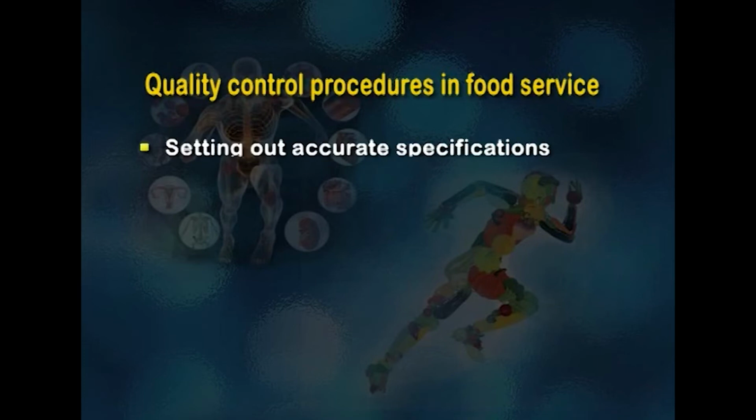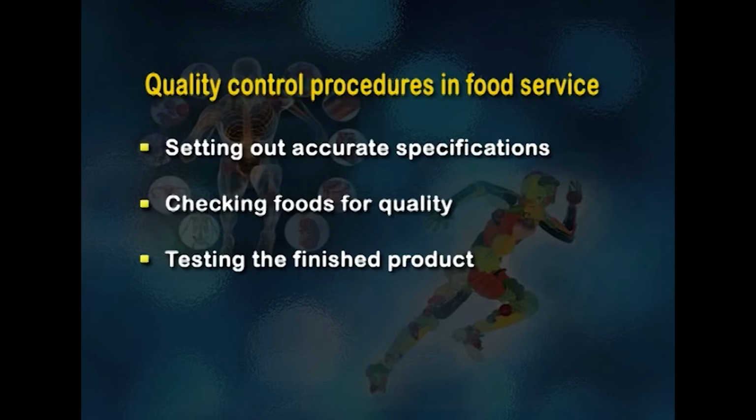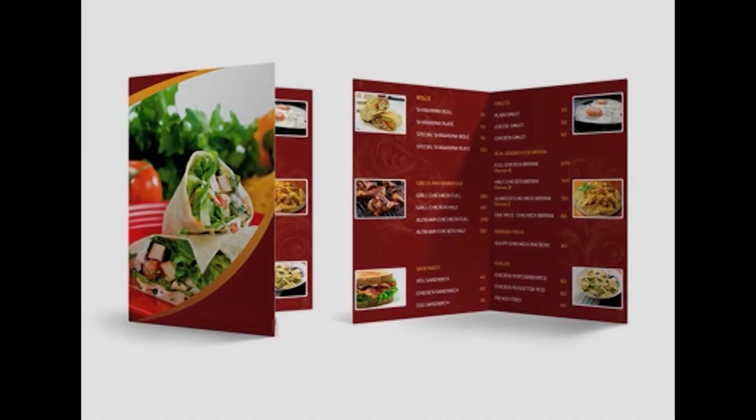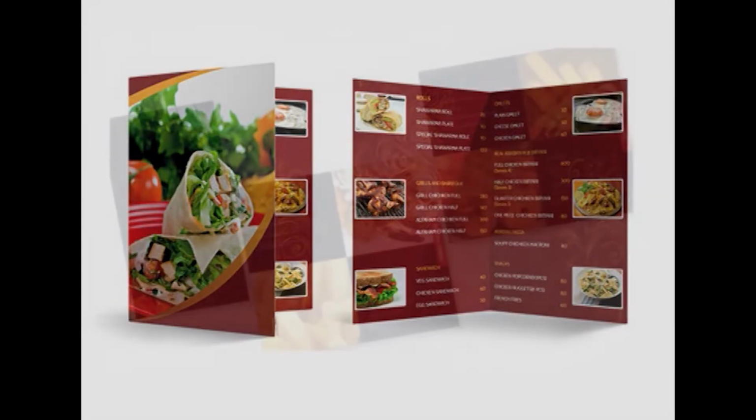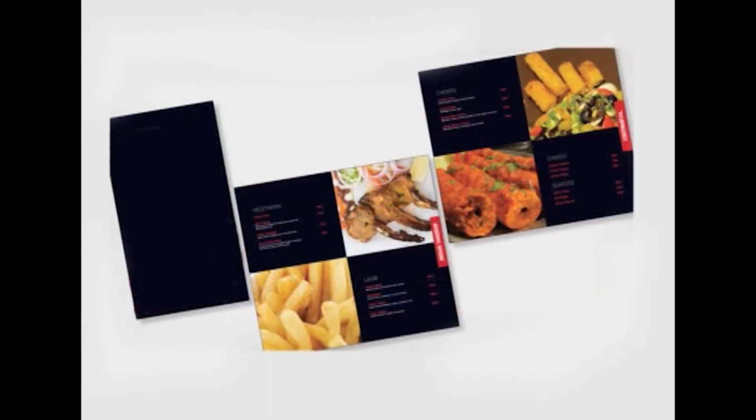1. Setting out accurate specifications. 2. Checking foods for quality. 3. Testing the finished product. In food service establishments, specifications are set to communicate to the supplier the exact sizes, weights and numbers that are required. Sometimes descriptions or colored pictures of products may be used. Some vendors grade food products visually by size and color and price them separately.